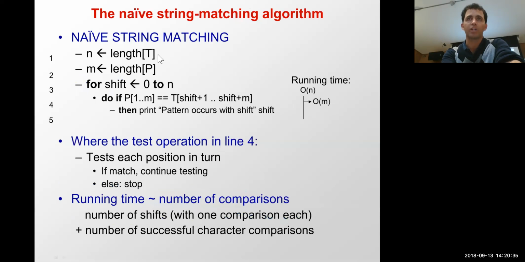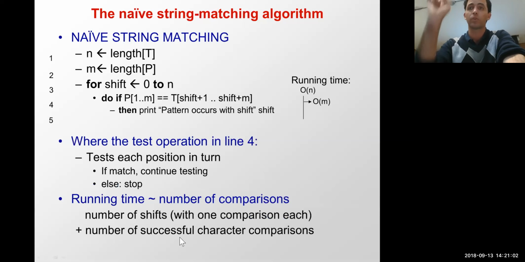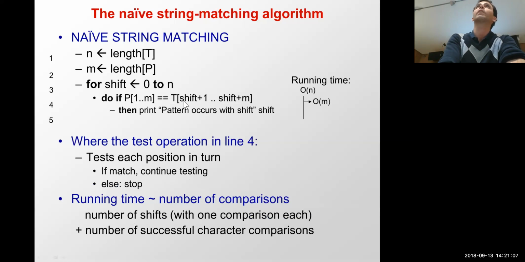So the naive string matching says there's a sequence of length t, and there's a sequence of length p, and for every shift, I'm going to check if it's similar, and if it's identical all the way, I'm going to print, hey, this pattern occurs. And this is just an order n squared algorithm. But then the test operation in line 4 tests every position in turn. And if there's a match, it continues testing. So basically here, this is a linear time algorithm. The running time is just the number of comparisons, the number of shifts, and the number of successful character comparisons, because I would be silly to continue comparing if I find a mismatch.